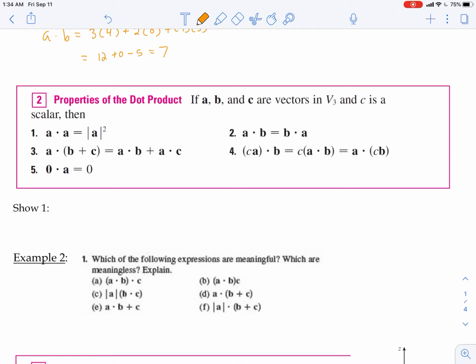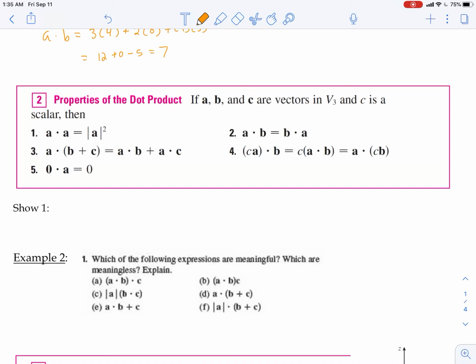The second one is like the commutative property: A dot B is equivalent to B dot A. Third, I can do the dot product of A with the sum of two vectors, or I can do the dot product with each vector and then add the results. Fourth, I have a scalar C, and I can multiply C times A and then do the dot product with B. I can do the dot product of A and B and then multiply by C, or I can multiply B by the scalar C and then do the dot product of that with A.